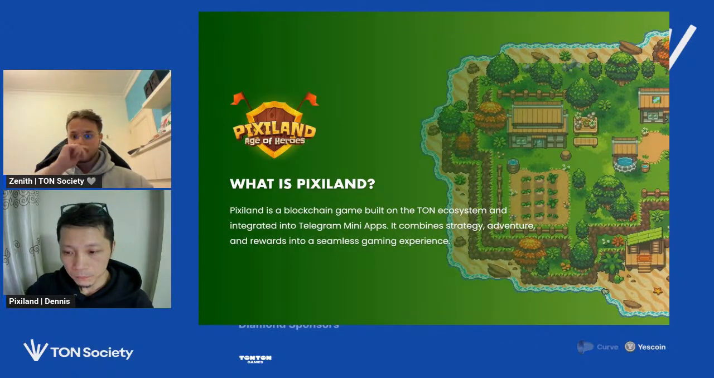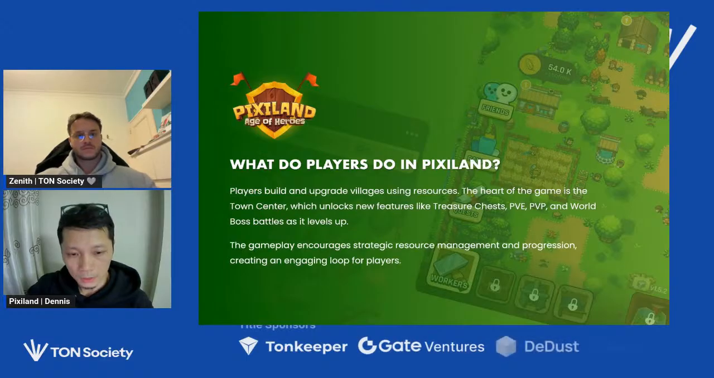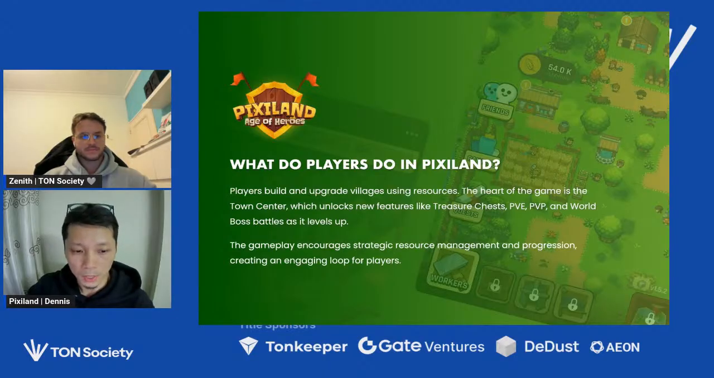And what does a player do in Pixiland? In Pixiland, players build and upgrade their villages using different resources and unlock new features as they progress through the game. Players who own a hero NFT will also be able to compete with each other, defeat monsters, and complete quests to get rewards, including our Pixiland token as well as cash prizes.